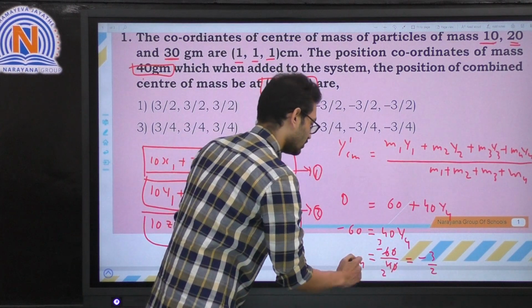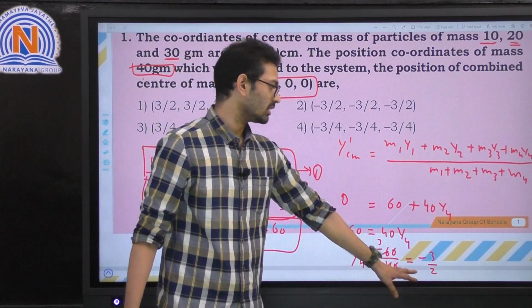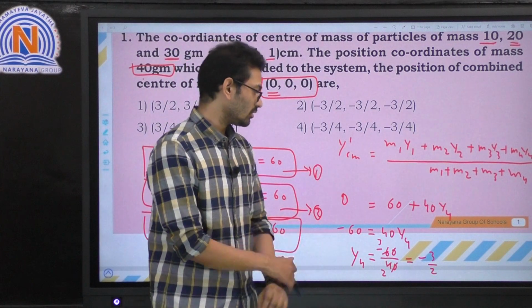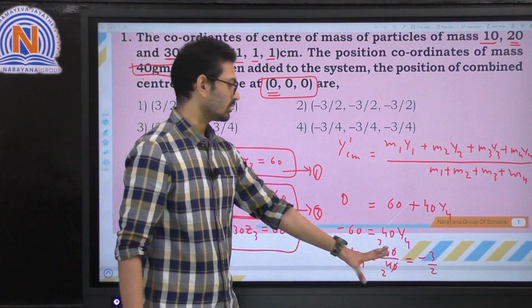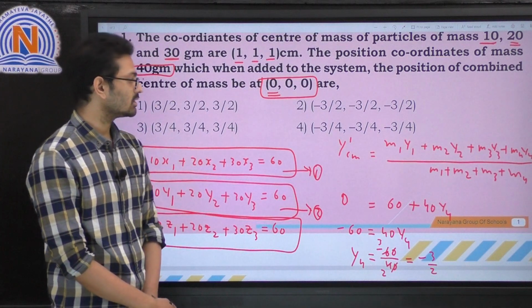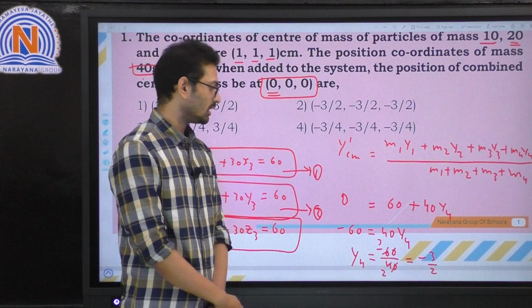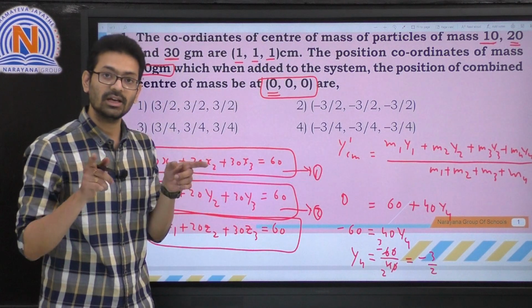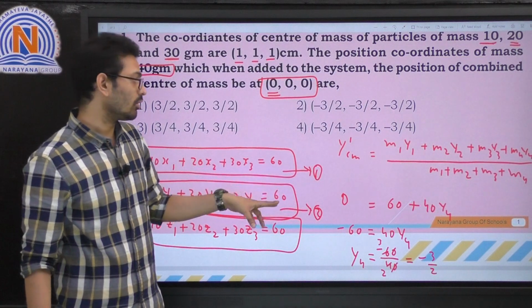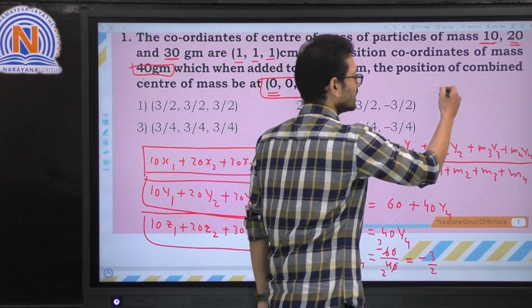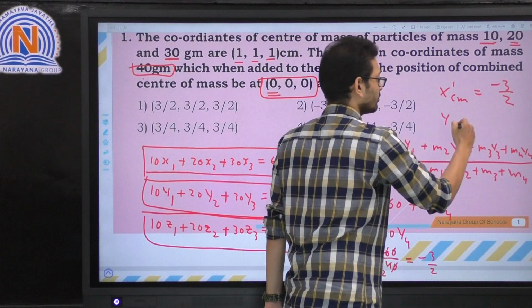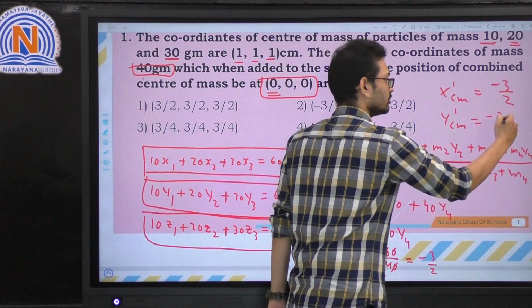So now y4 is how much? y4 is minus 3 by 2. That's very interesting, right? It's very easy. So the y value is also found, that it is minus 3 by 2. Right. So minus 3 by 2, minus 3 by 2. And what do we still have to find? We have to find the z value. The x value is found, the y value is found. Now how much did you find the x value? x dash center of mass, we'll write it as minus 3 by 2. Now y center of mass, how much did you find out? That is also minus 3 by 2.